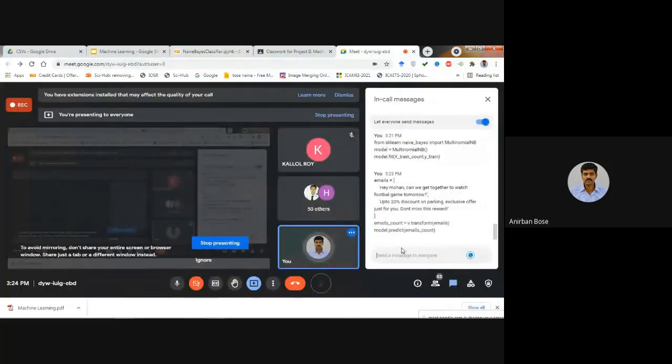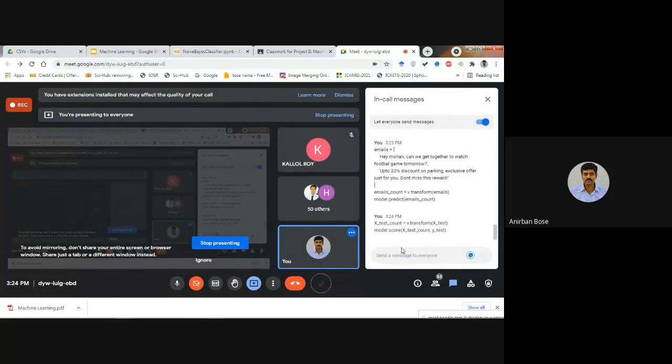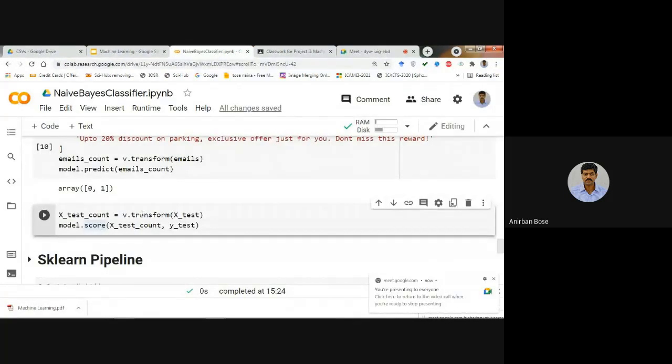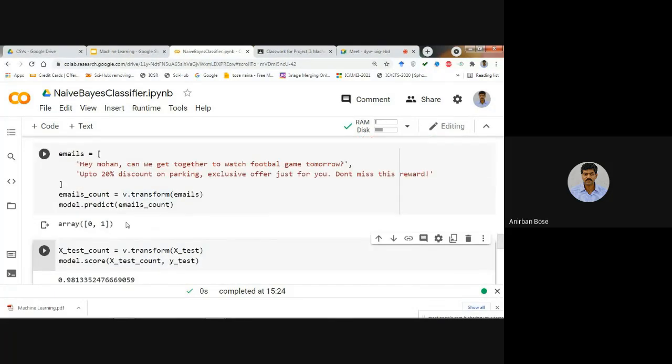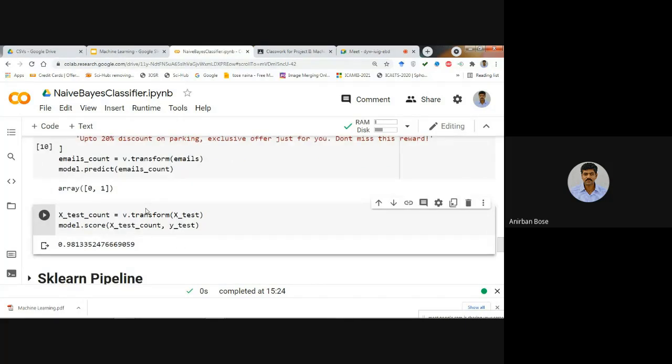Okay. So finally, you can find out the model score. Here you can see you transform all the test data, the 25% test data, into the count matrix, and then use that to find out the score of the model. And if you do that, you see that it is coming around 98%. So in this way, we can solve problems like spam filtering using the multinomial naive Bayes.